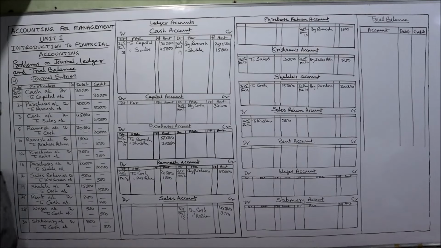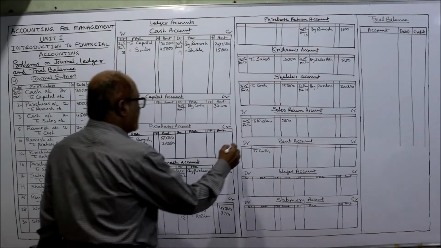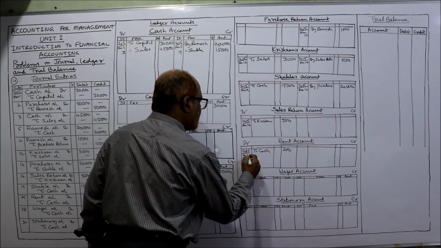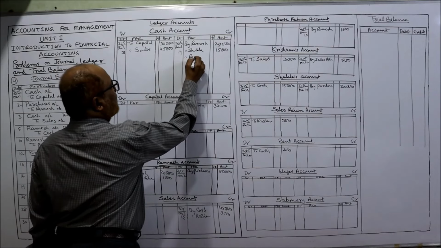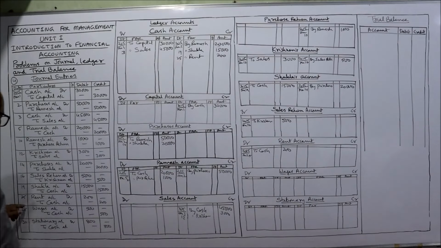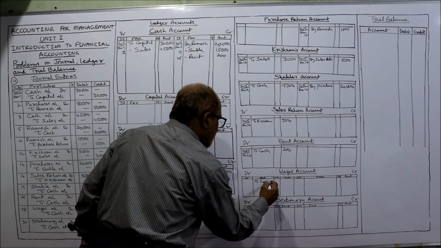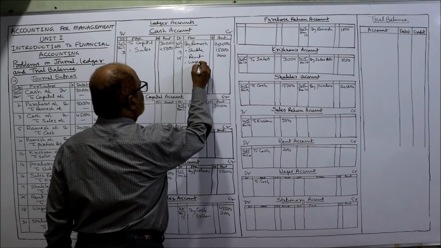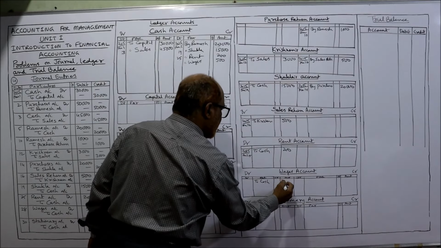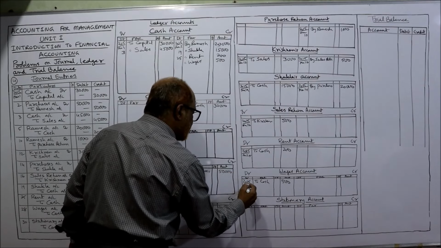25th. Rent account debtor to cash. So rent account debit side to cash. How much? 200. It is 25th, 2015 March 25. Now cash account should be credited by rent, 200. After 25th, 28th. Wages account debtor to cash. Wages account debit side to cash. Cash account credit side by wages, 500. Date is 28th, 2015 March 28.